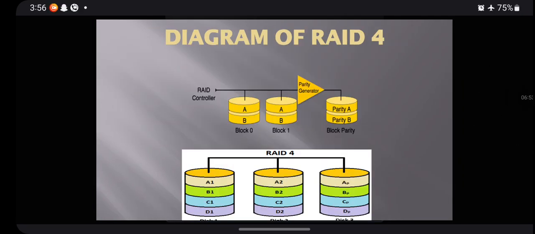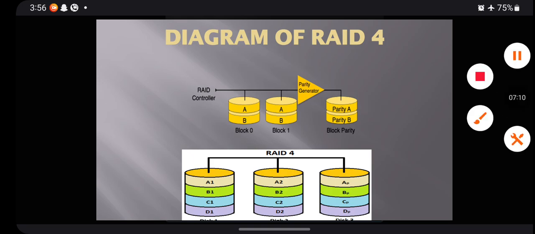RAID 4 uses block-level striping, which means each disk stores whole blocks like A1, A2, A3, and one disk is dedicated entirely to parity. It allows independent reads, but again all writes must go through the parity disk, creating a performance bottleneck.